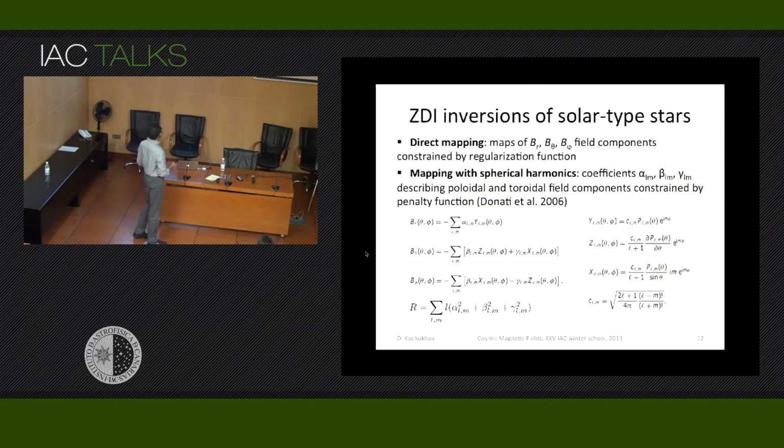So these are the formulas. In that case, what is being searched for are these harmonic components alpha, beta, and gamma, which describe poloidal and toroidal magnetic fields, and they are usually constrained by this penalty function. So the sums of squares of these coefficients should be minimized.